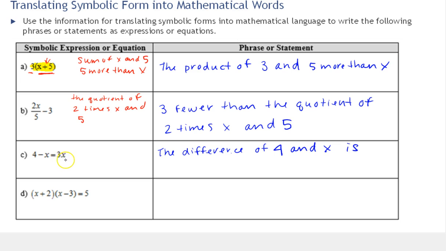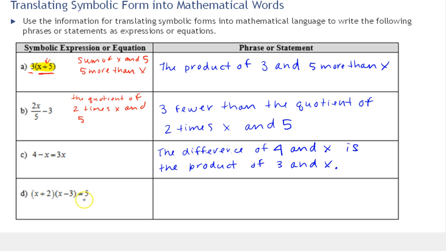And the right-hand side is 3x. Okay, so we could write that as the product of 3 and x, or we could write that as 3 times x. So let's write it, we haven't done this yet, so let's write this as is the product of 3 and x. Okay. And I'm going to put a period at the end of this because notice we have a verb in here. This is an actual sentence or statement because it was an equation. Okay. Now let's look at the last one.